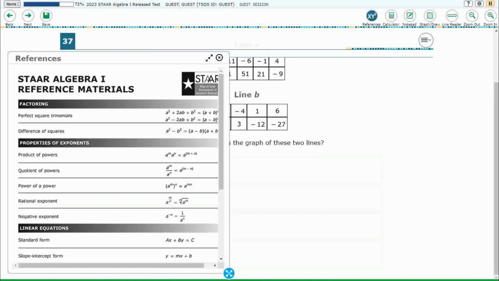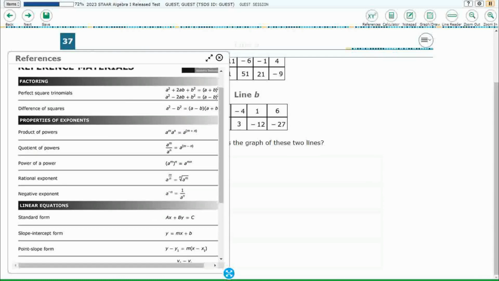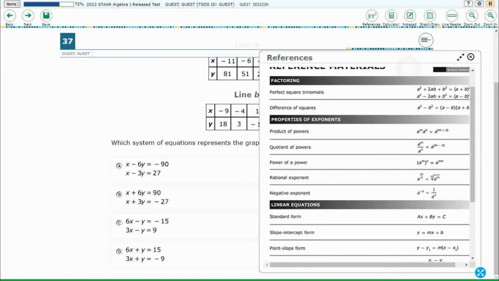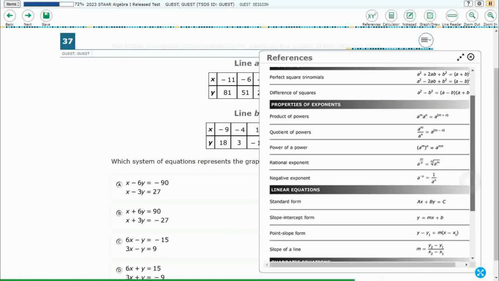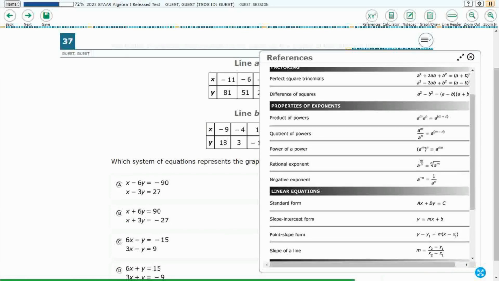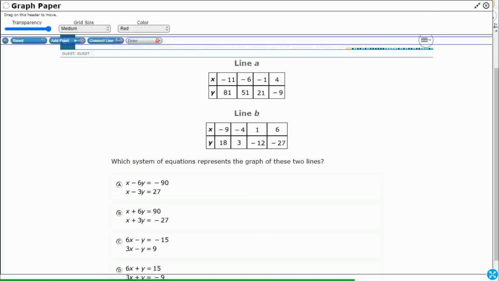So we're going to be using these linear equations. All of our answers are going to be written in standard form. That's that top one right there. But we are going to start by writing them in slope-intercept form by using the slope of the line. So we need all three of those: standard form, slope-intercept form, and slope of a line. All right, so let's give ourselves a little bit of room, and let's do that.